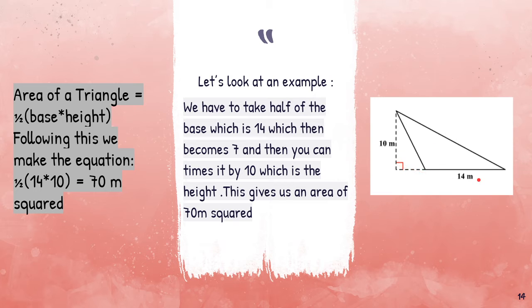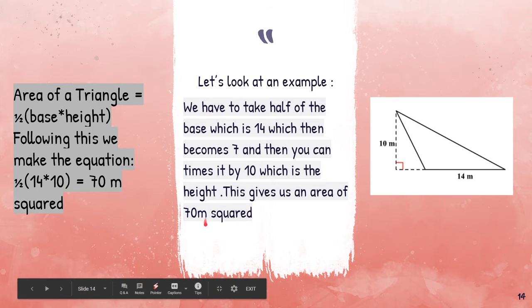So I would do 10 times 14 and divide it by 2. So we would take half of the base, which is 14, which then becomes 7, so 1 half the base, and then you can times it by 10, which is the height. So this is the height, and this gives us an area of 70 m squared.